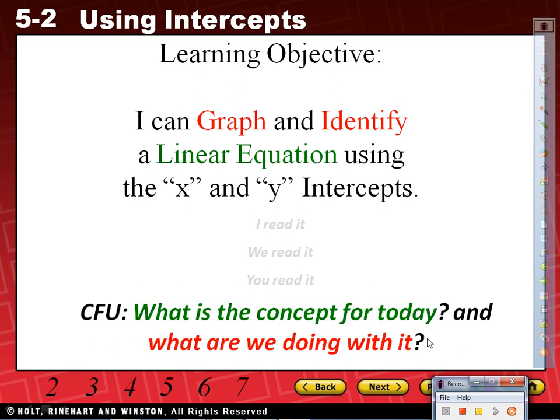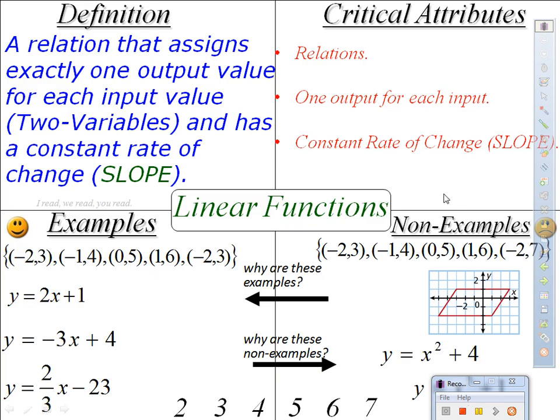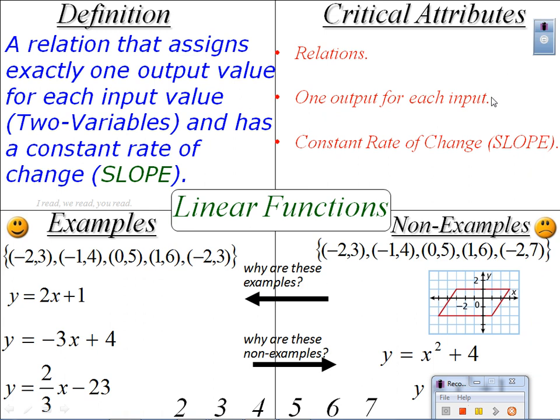So, you wrote your objective. Pens down, please, eyes up here. All right. Eyes up here.